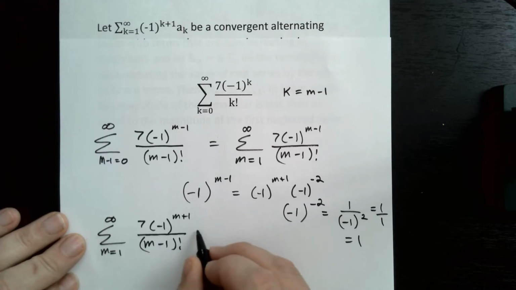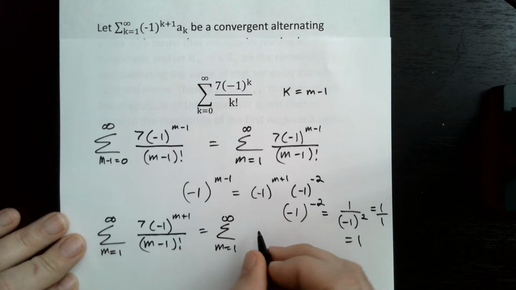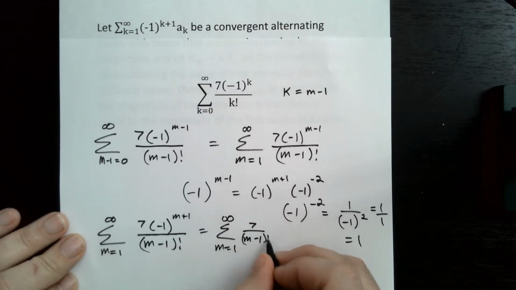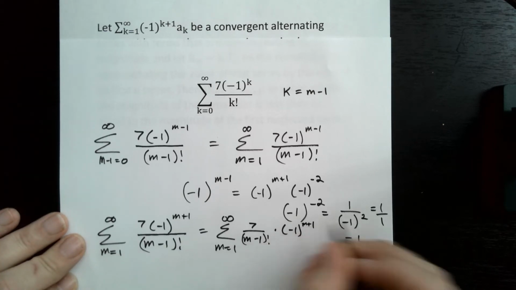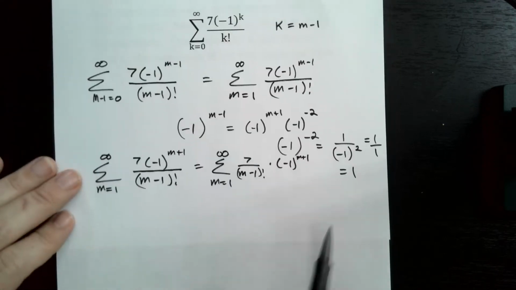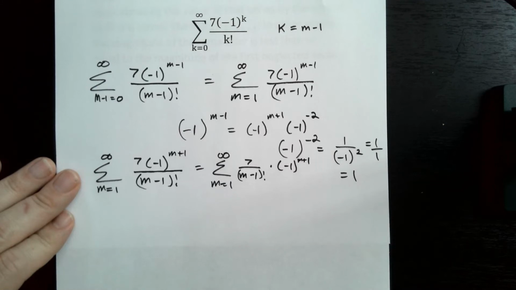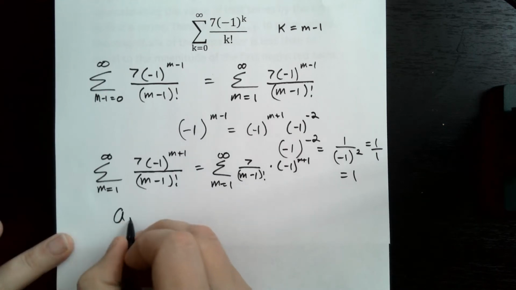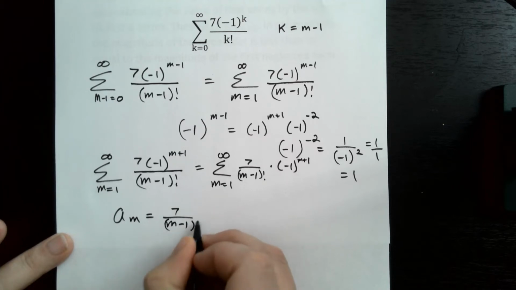Okay, so it'll be, let me write it where you can see it, the sum from m equals 1 to infinity of 7 over m minus 1 factorial times negative 1 to the m plus 1. Okay, so this is our a sub k or a sub m, whatever you want to call it, and this is that negative 1 getting raised to the power. Okay, so what it said is that we want this, our a sub m, which is 7 over m minus 1 factorial.